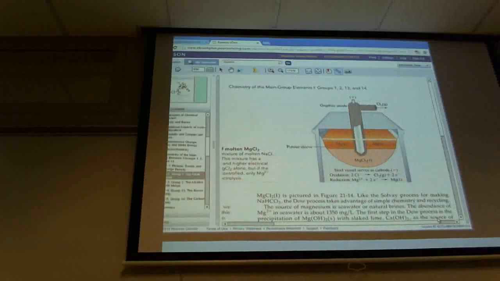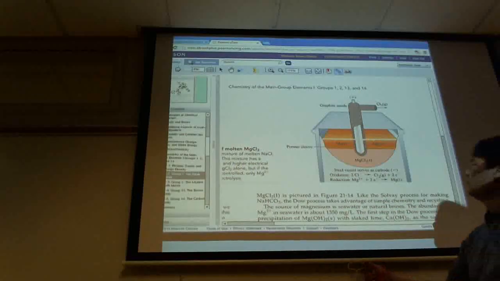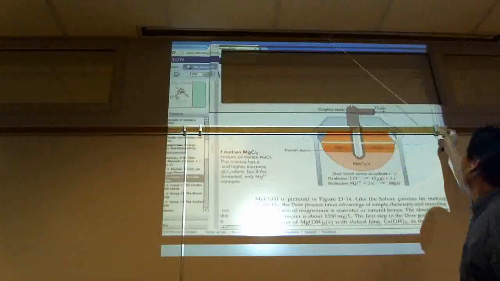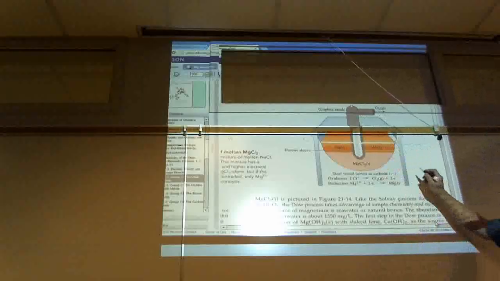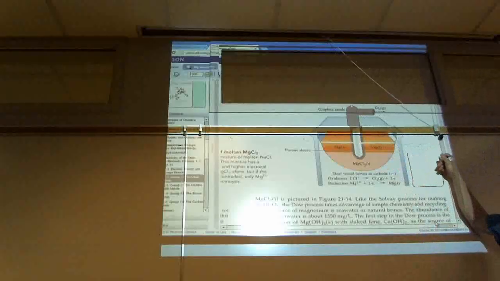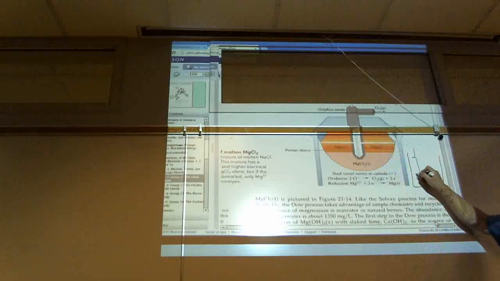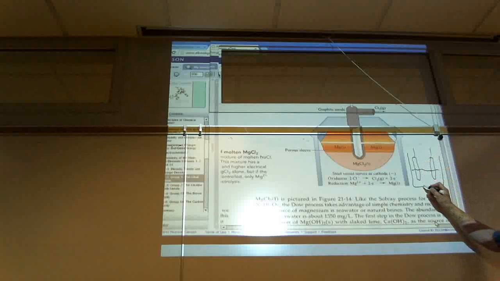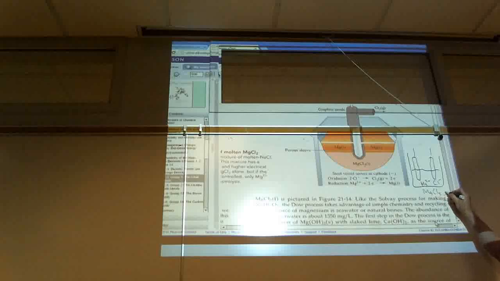If I were to ask you to draw an electrolytic cell for the electrolysis of magnesium chloride, you'd just draw it in a beaker. You would draw something like this, where you stick one electrode here, another electrode here. You have magnesium ions and chloride ions in the molten state. It would be MgCl2 liquid. And then you put your power supply here.